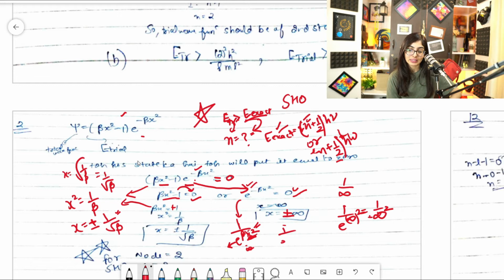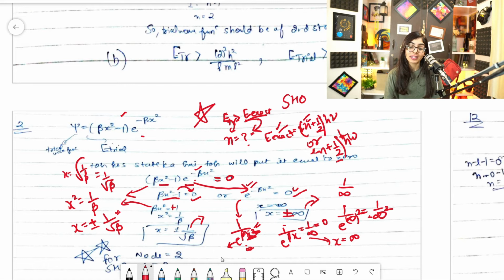If it was like this, e raised to power beta x, then the x value could have been x is equal to infinity. Then only it could have turned 1 by infinity, and 1 by infinity is 0. Clear? But now a square is there, so you have to take into consideration both values, x can be plus infinity or minus infinity also. So I got two values from here and two values from here.